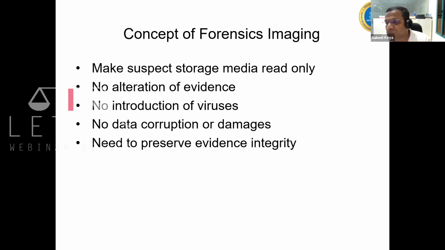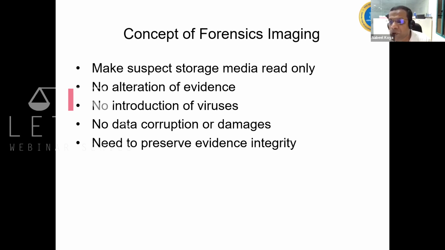It can be given first to FSL Kerala, then to CFSL Hyderabad, then to CFSL Delhi. At any point, the same image file can be replicated and sent, which is equivalent to the original evidence. So that's the concept of forensic imaging.